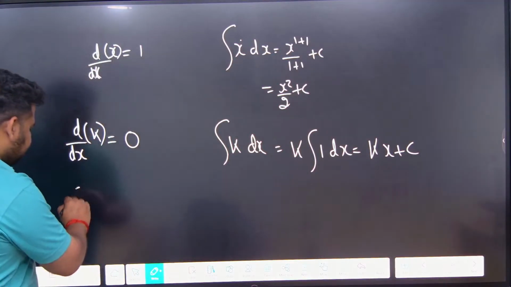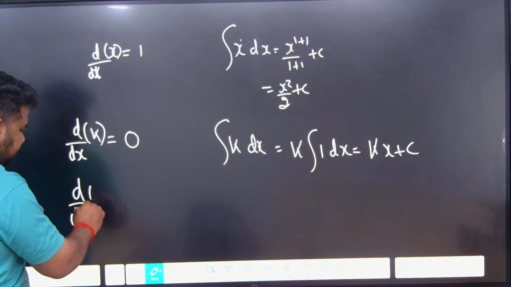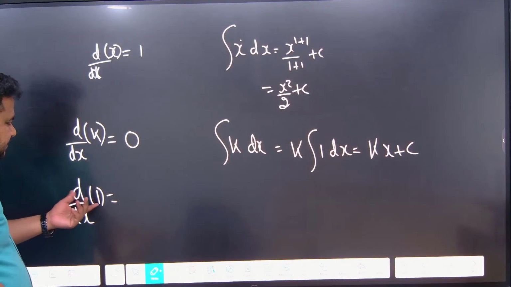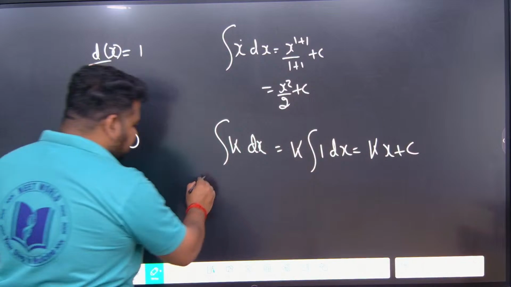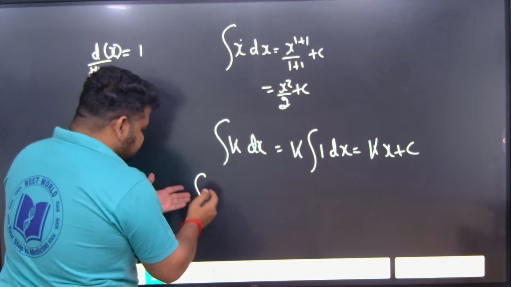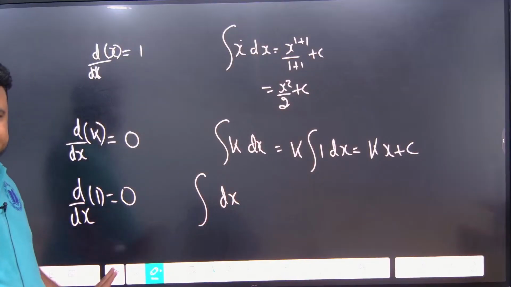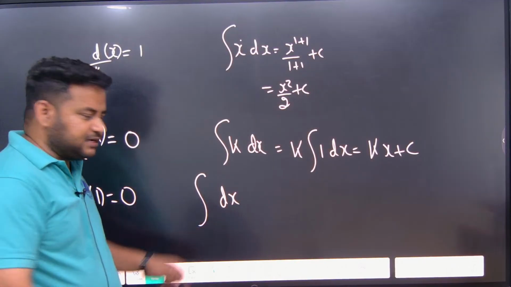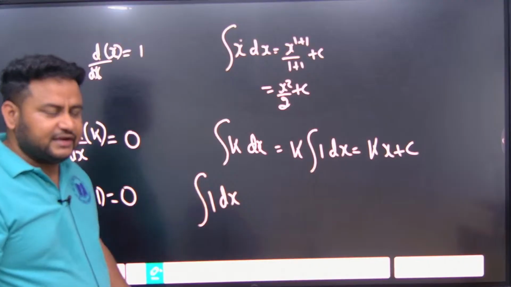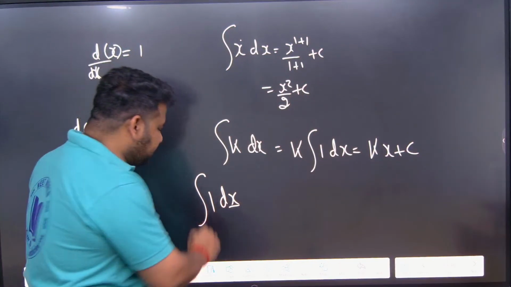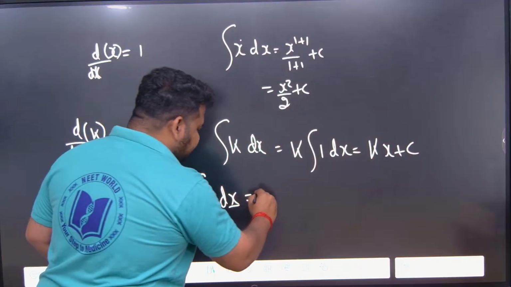By this, what can we deduce? See, d by dx of 1 is a constant, so it will become 0. But when it comes to integration, if I simply write the integral of dx, it is nothing but the integral of 1 dx. Here I am writing dx, so I should integrate with respect to x. So the answer will be x plus c.